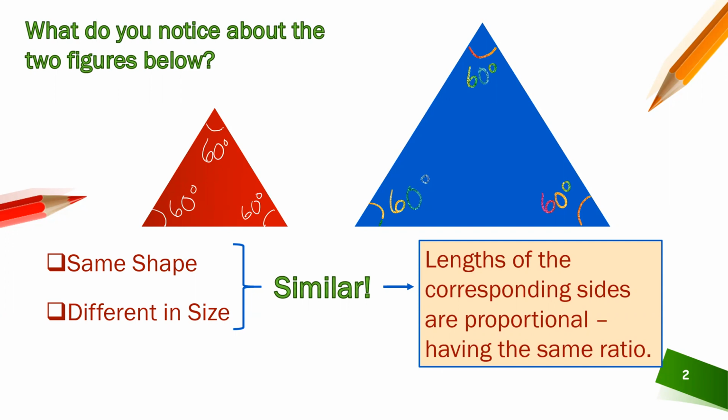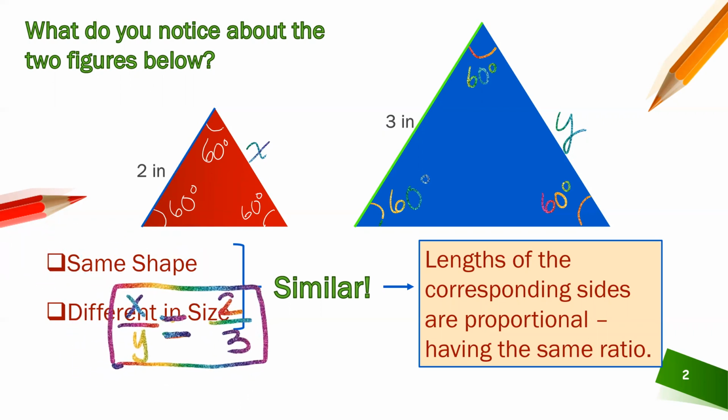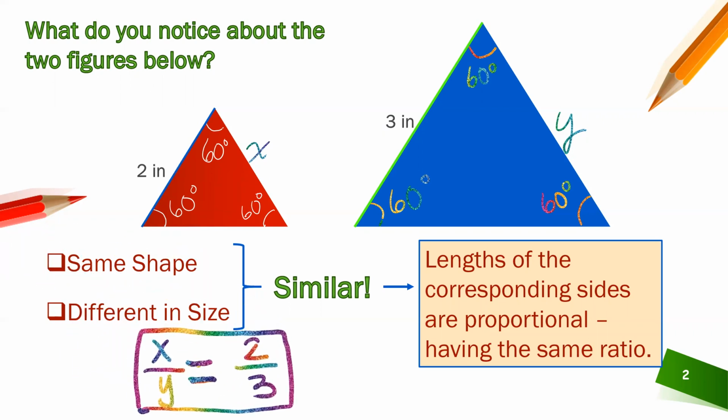What does that really mean? Well, suppose that is 2 units and this is 3 units. And suppose I call this side X and the other one Y. We can say that the ratio of X to Y is the same as 2 to 3. And that is what we call a proportion.